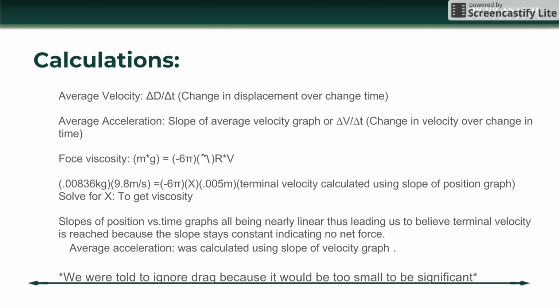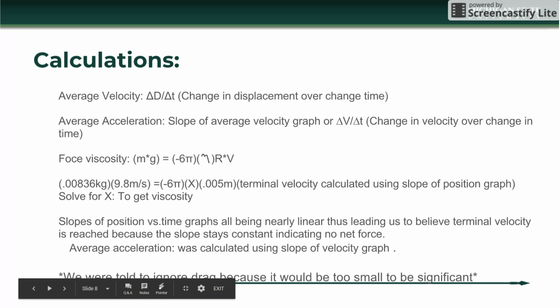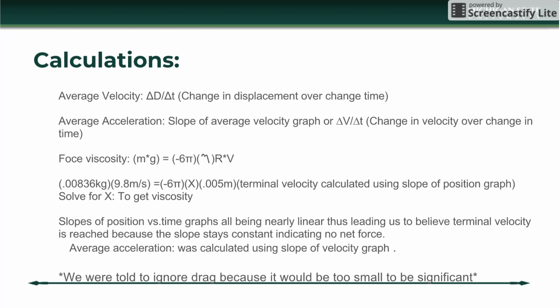For our viscosity, we used the viscous force equation: mass times gravity equals -6 pi times the viscosity times the radius of the ball bearing times the terminal velocity. The terminal velocities were calculated using the slope of the position graph. The reason we used the slope of the position graph was because all of them were nearly linear, leading us to believe terminal velocity is reached because the slope stays constant, indicating constant velocity and no change in acceleration, therefore no net force.